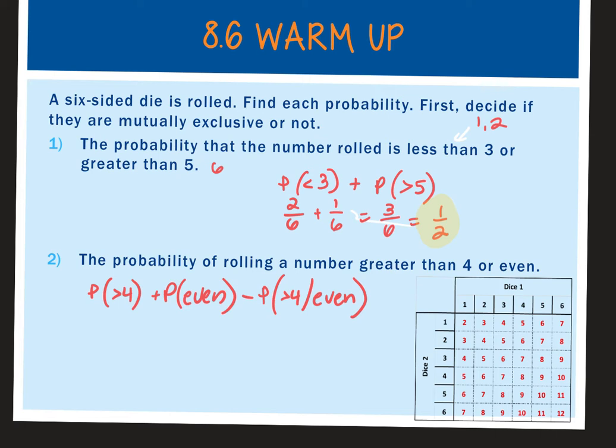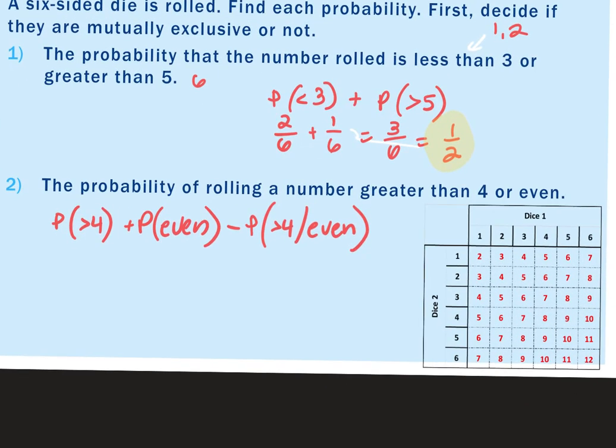So what's the probability that it's greater than 4? 2 out of the 6, right? That would be the 5 and the 6. What's the probability that it's even? 2, 4, and 6, so 3 out of the 6. And then what's the probability that it's even and greater than 4? 1 out of 6, just that side 6, right? So I'd get 5 minus 1. This is 4/6, or 2/3. So when you see the word or in your original question, you have to figure out, is it mutually exclusive or not?